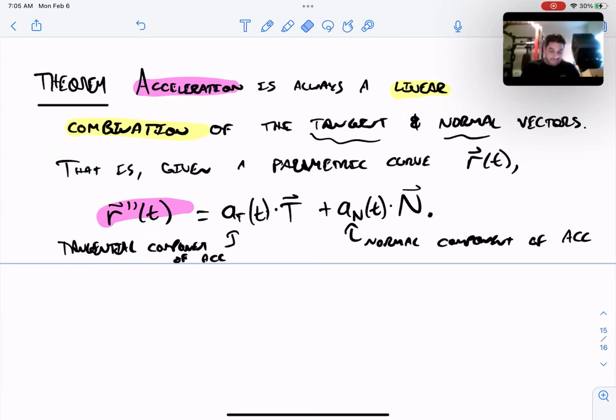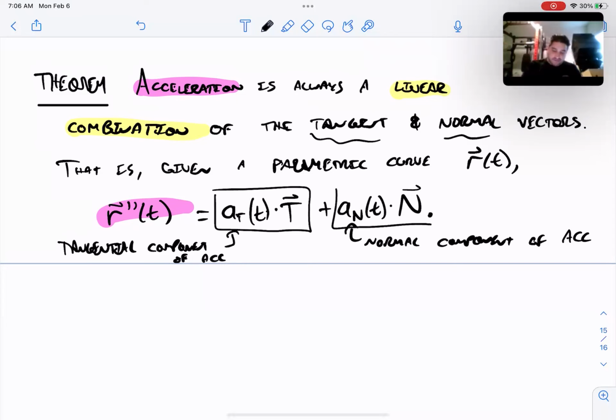From a physics mindset, this is a nice concept because it's saying that there are two ways a moving object can accelerate. It can go faster or slower in the direction that it's already headed. The tangent vector shows you what direction you're currently traveling. An extreme example would be moving along a line, but moving faster and faster along that same line. That would be all tangential acceleration and no normal acceleration whatsoever.